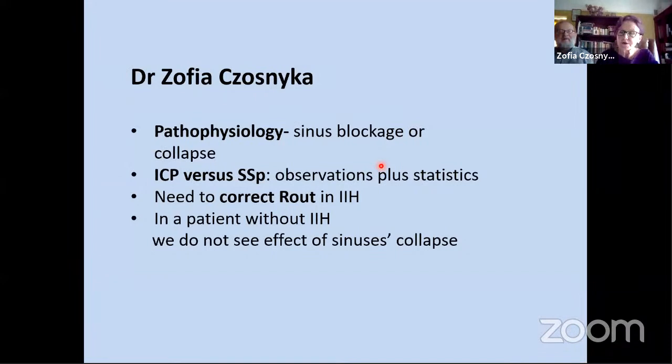Referring to the question about CO2, I think it will be useful to discuss this by the end of the presentation. Things might be more clear. In my turn, I would address a few issues. The pathophysiology aspect: is it sinus blockage or collapse? ICP versus sagittal sinus pressure, some observations plus statistics, a need to correct a route in idiopathic intracranial hypertension, and the effect of sinus collapse: is it specific to IIH?